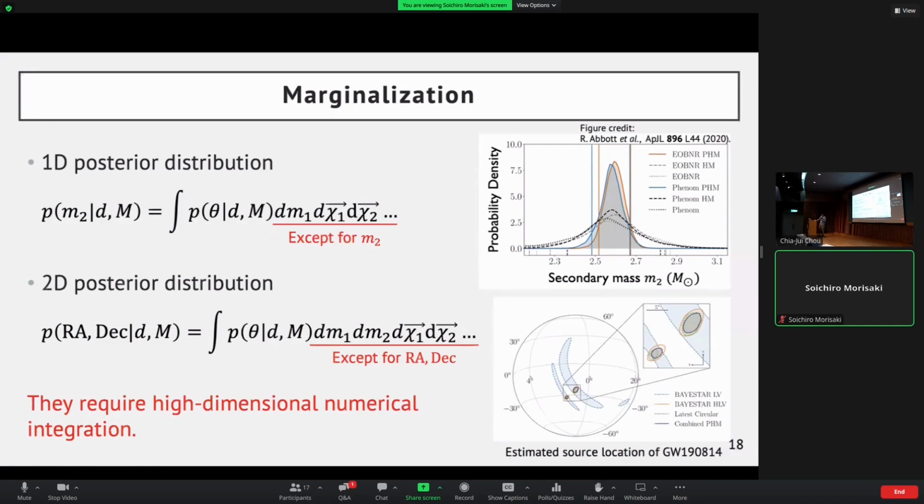You can see that to do this marginalization, we need to do a very high dimensional integration, and doing this integration numerically with a conventional grid-based approach would be very computationally costly, and in many cases practically not doable. So we needed to think about a method to do this marginalization.